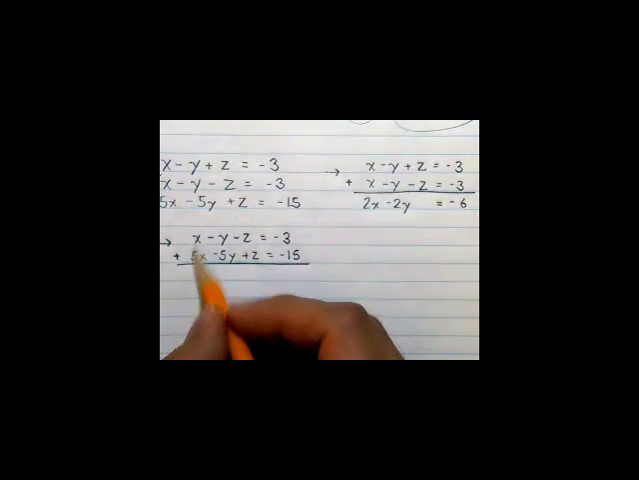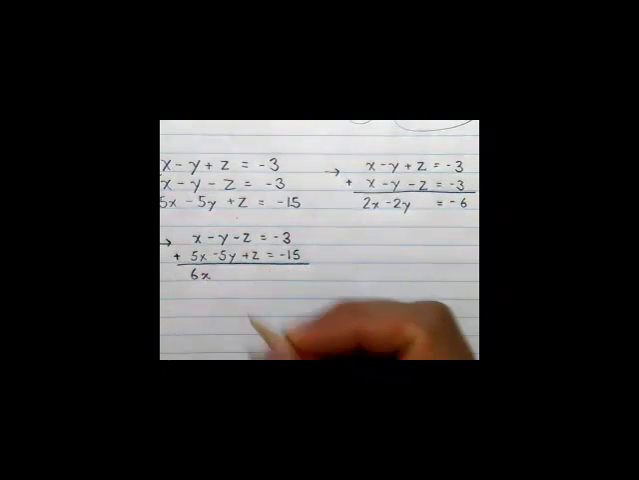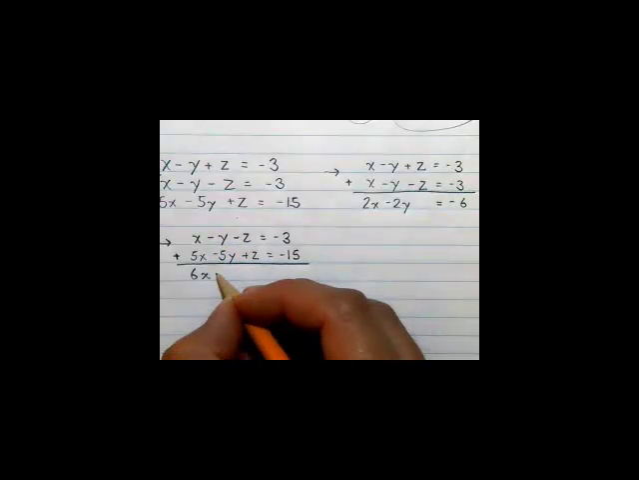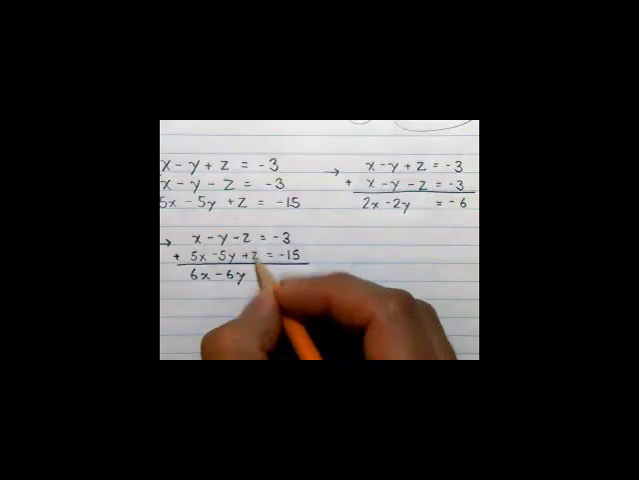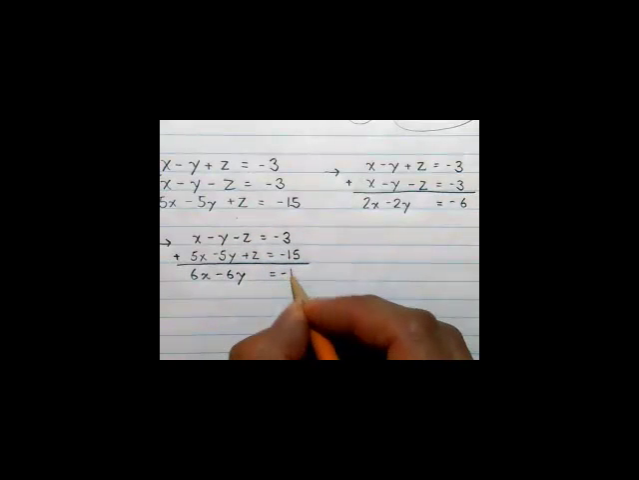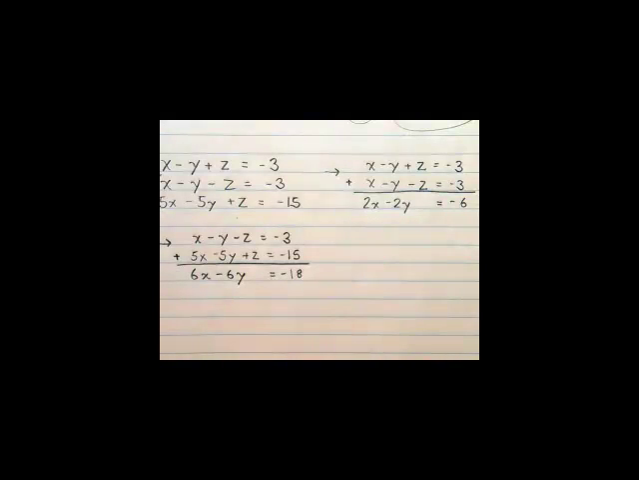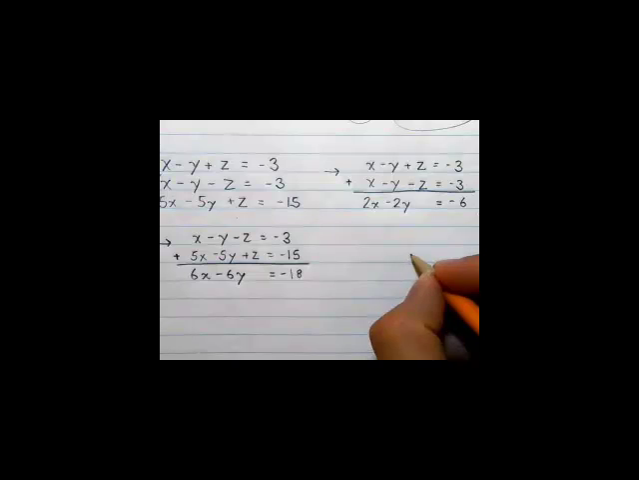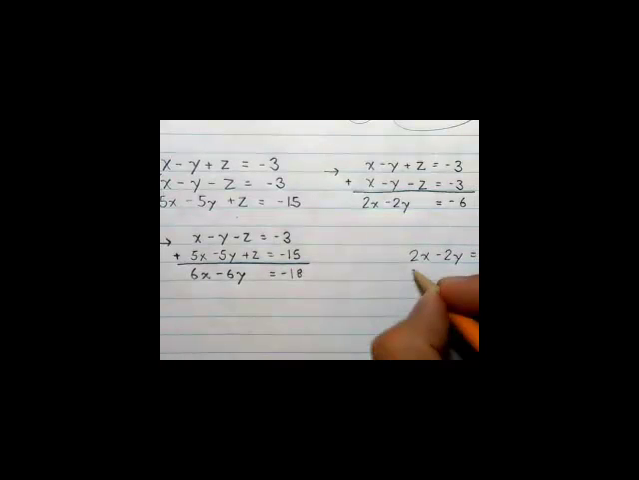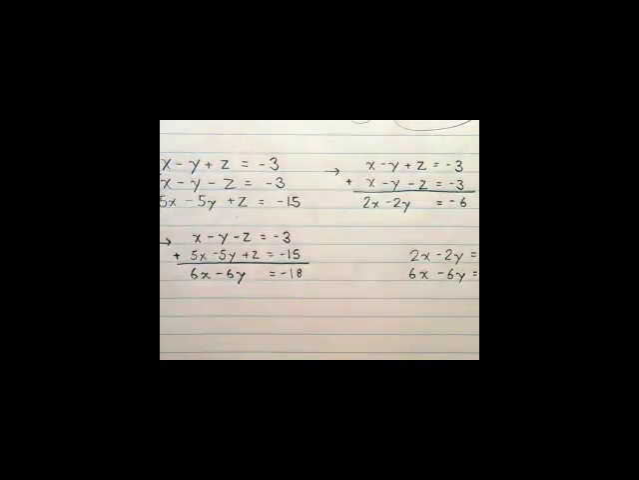So we got 6x, negative y minus 5y, that's negative 6y. Z's are gone. And then we got negative 18. Okay? So then what we did was we said, okay, now we've got two equations using x and y. Let's make a new little system out of those and solve that. Try to work that out, okay? So what we have here is we've got 2x minus 2y equals negative 6 from this one. And then we've got 6x minus 6y equals negative 18 from that one.